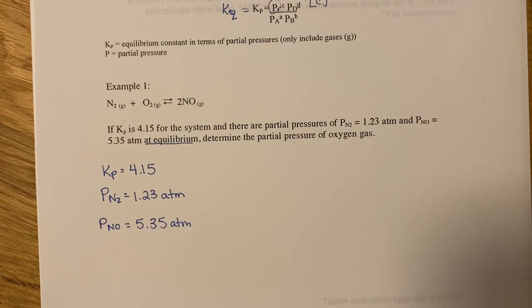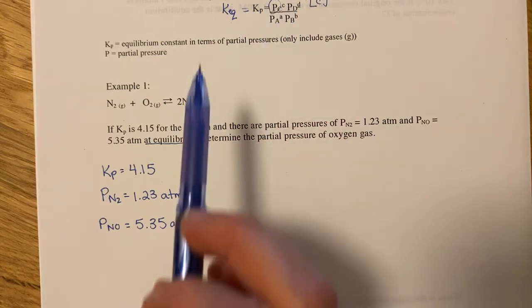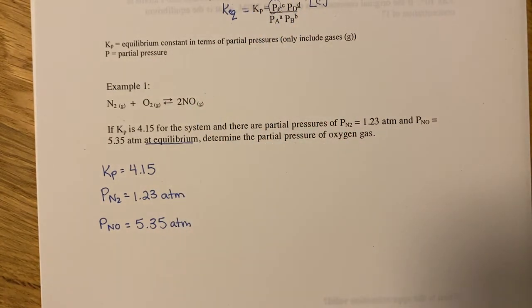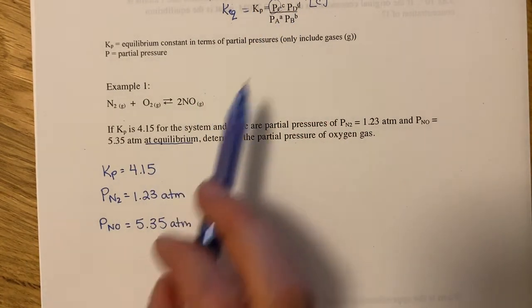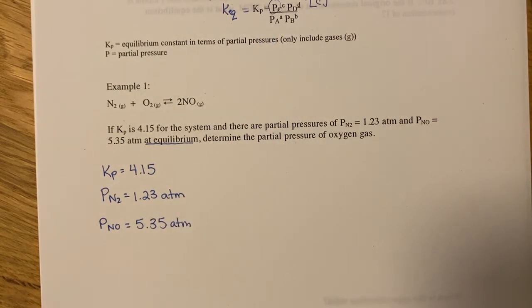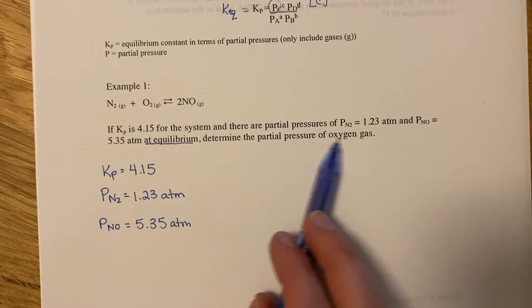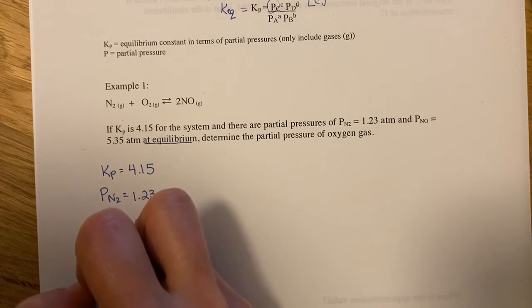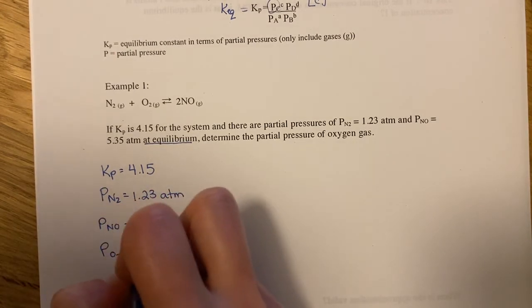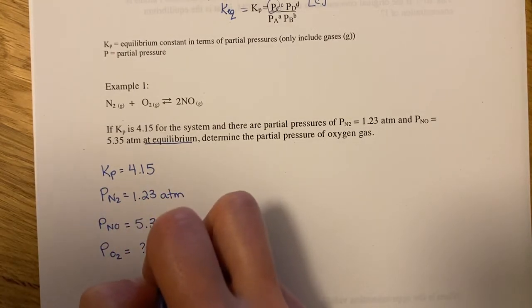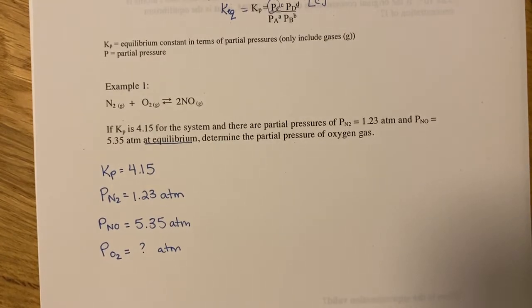And this little bit where it says at equilibrium, that's really important. Just like how with concentration, we only ever put equilibrium concentrations into the equilibrium constant expression, it's the same with pressure. So we only ever use pressures at equilibrium to go into that equation. It says determine the partial pressure of oxygen. So we're looking for the partial pressure of O2, some number, and it will be in atmospheres.